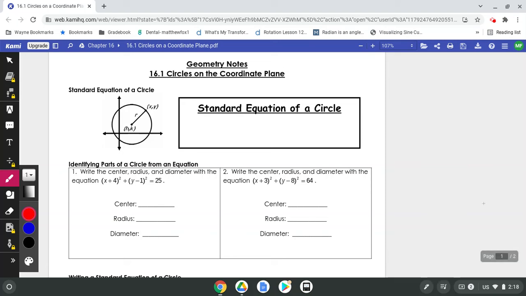All right, welcome back. Today we're going to continue talking about circles. So to start, we're going to do how to graph these circles, and we want to start by writing our standard equation of a circle.